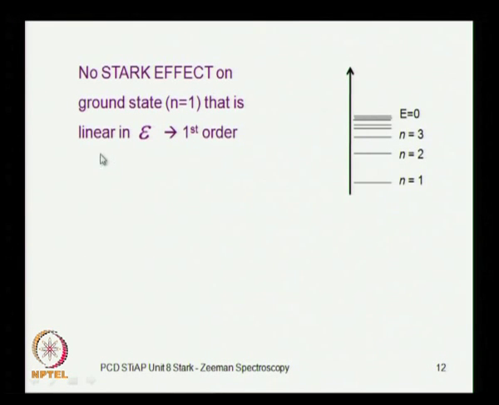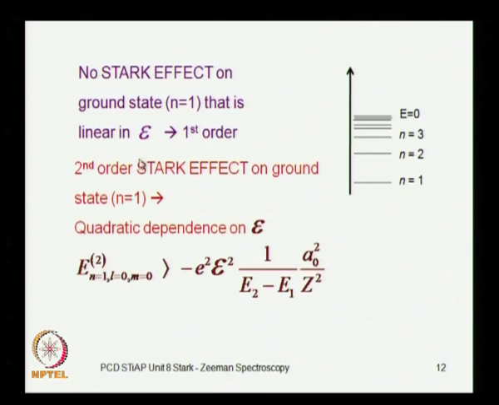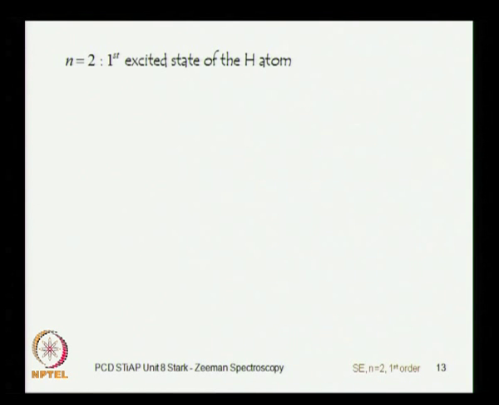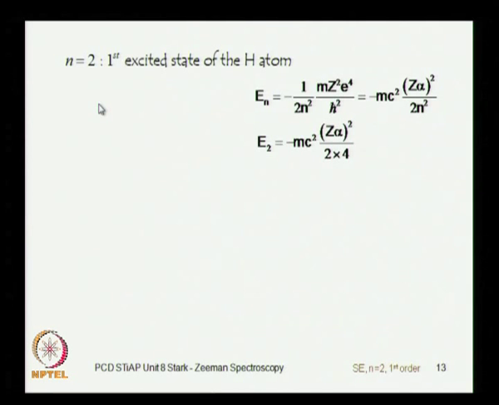So, we had found that there is no Stark effect in the first order on the ground state. We found that the second order Stark effect on the ground state has a quadratic dependence on the electric intensity, and now we ask what happens to the excited states. Okay. Now we have to be a little careful, because once you go to the excited state like n equal to 2, so let us take the first excited state of the hydrogen atom, you know that the energy of the excited state will be given by the 1 over n square formula for the hydrogen atom.